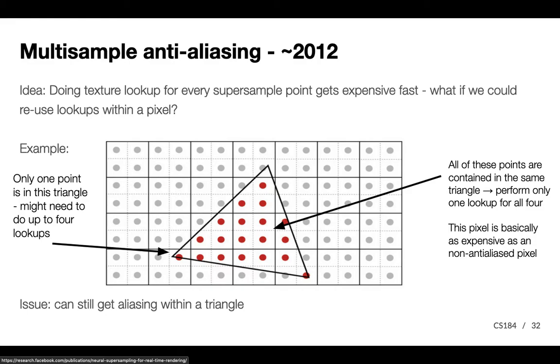The issue here is that you can still get aliasing within a triangle. For example, if we had actually done all 4 texture lookups, maybe they're all slightly different, and when we average them, we get a slightly different color, whereas if we just take one texture lookup, we're losing out on some of that detail, some of the high frequency variation in our texture. Okay, so that's multi-sample anti-aliasing, the state of the art for a little bit.